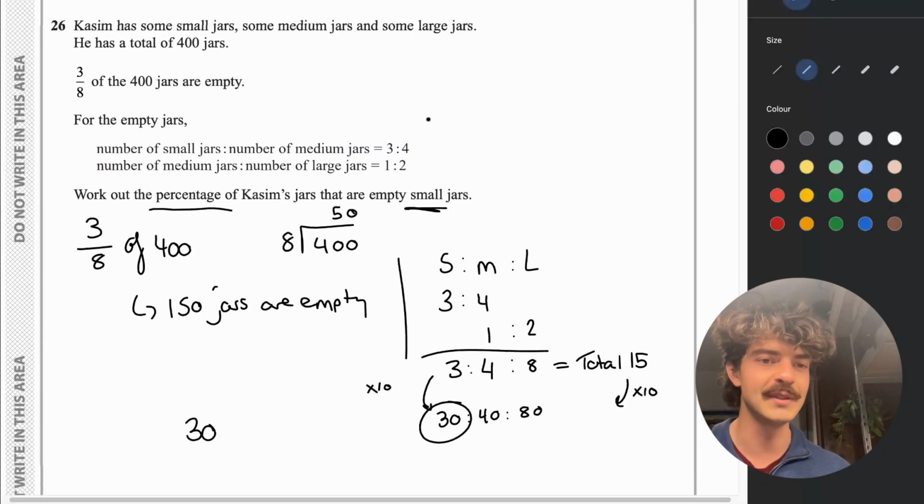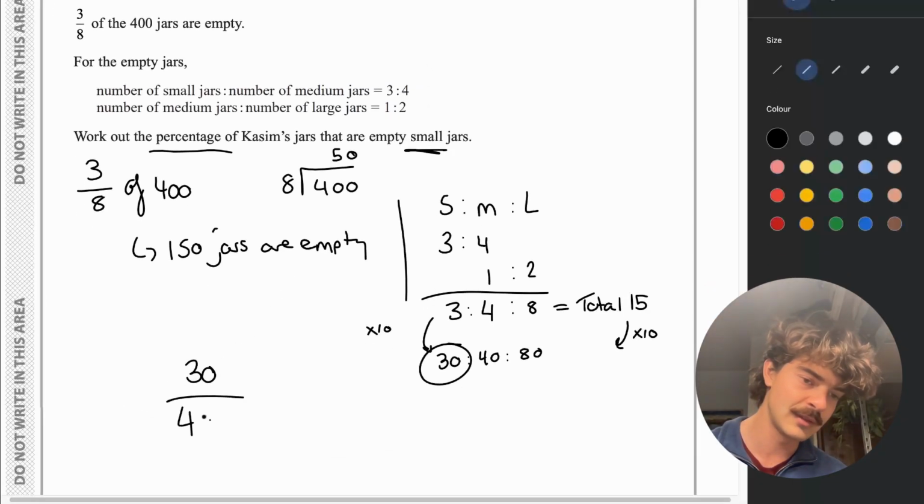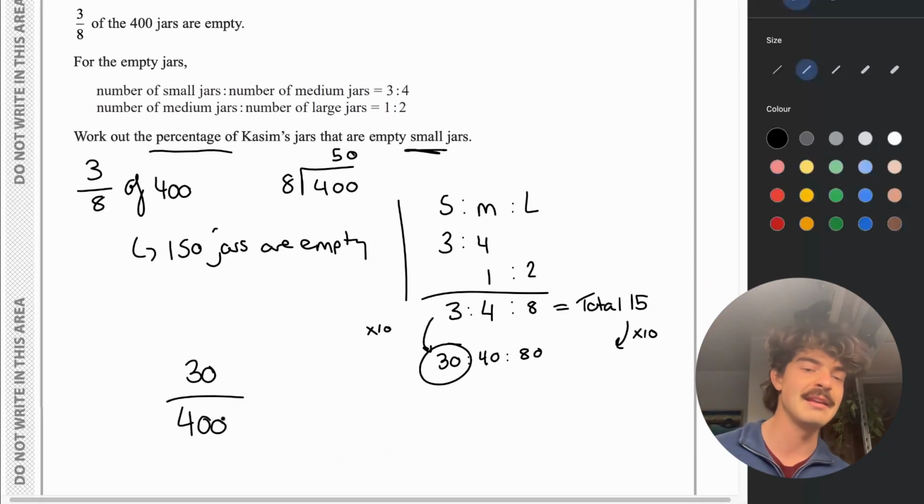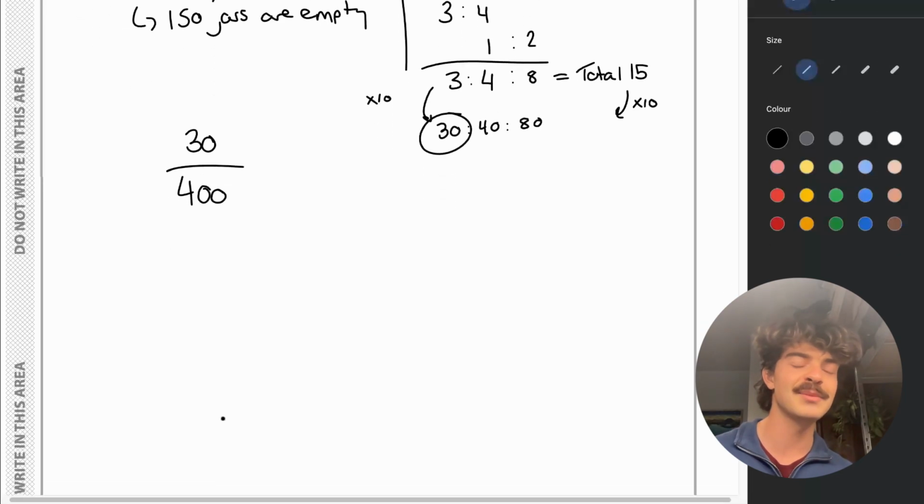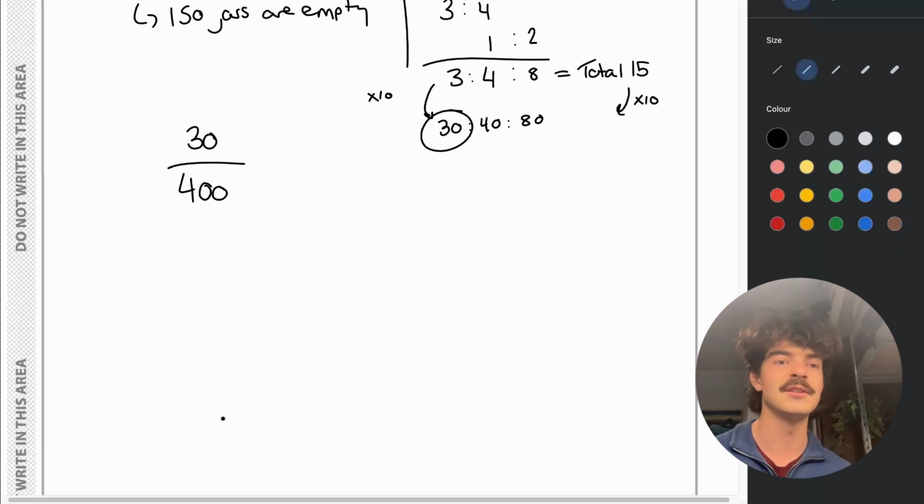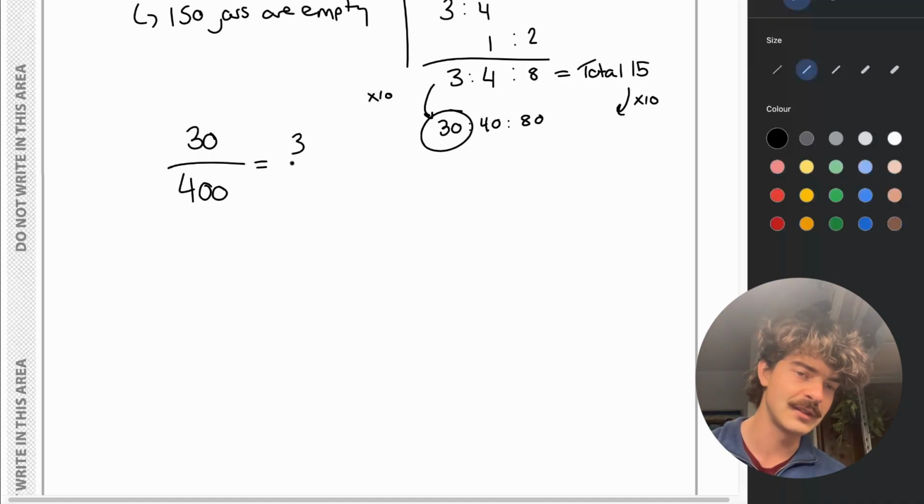So 30 of them are empty. He had 400 in total. Okay, so we've got it as a fraction. Now our next move is to turn this into a percentage, just to finish off our question. And this doesn't look particularly nice, so we might have to be pretty strategic with how we do this. I would suggest that our first move is actually to simplify it as a fraction. Notice we can decrease both top and bottom by 10, giving us 3 over 40.